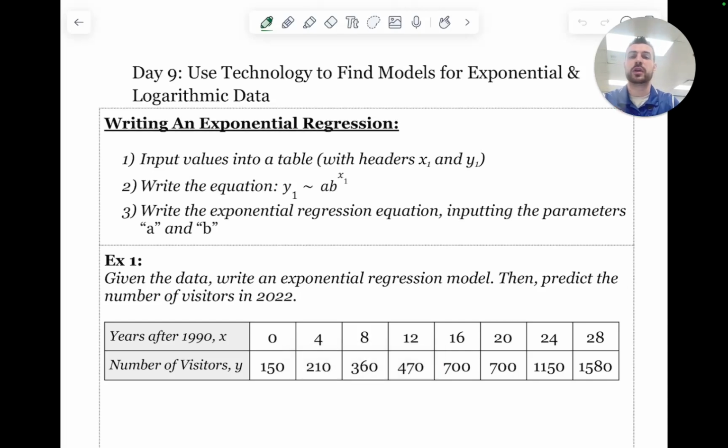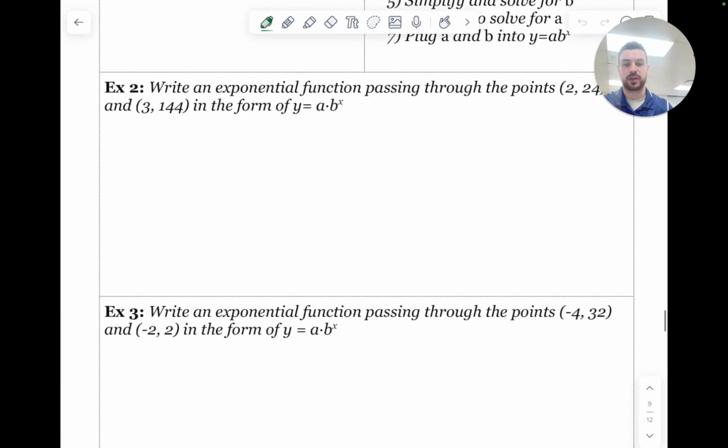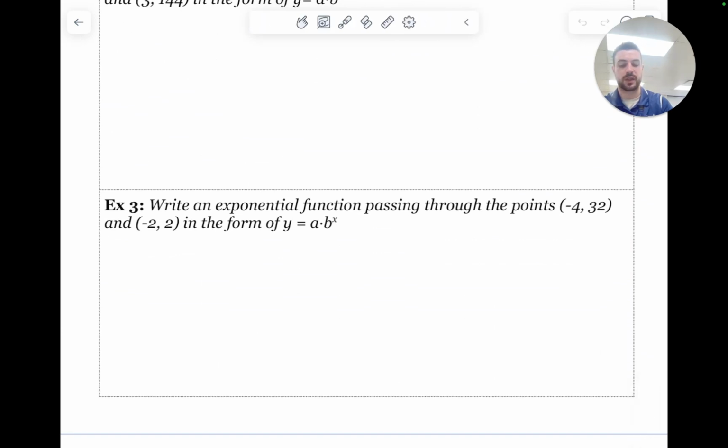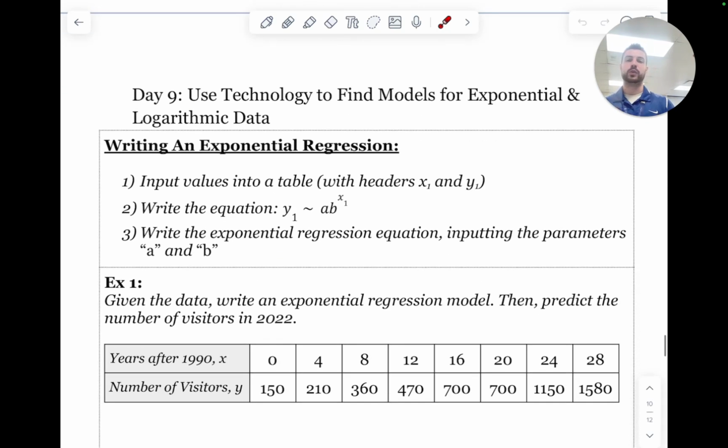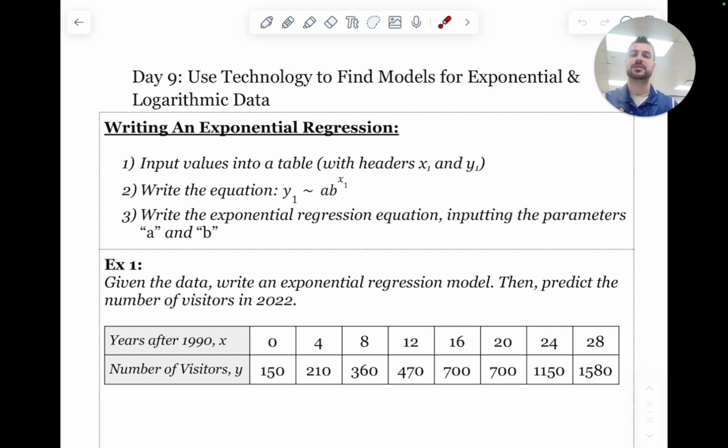Today we're going to talk about how we can use technology to create models for both exponential and logarithmic data. If we look back at what we did yesterday, we wrote the equations of exponential functions when we were given 2 points. That works great when we know that they perfectly fit an exponential function. However, when we are dealing with real life data, it doesn't always fit perfectly. So instead, we can have calculators do the equation writing for us.